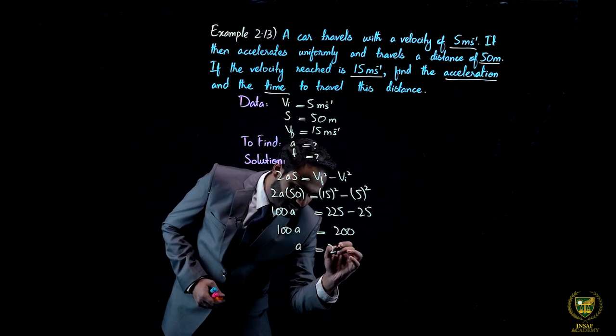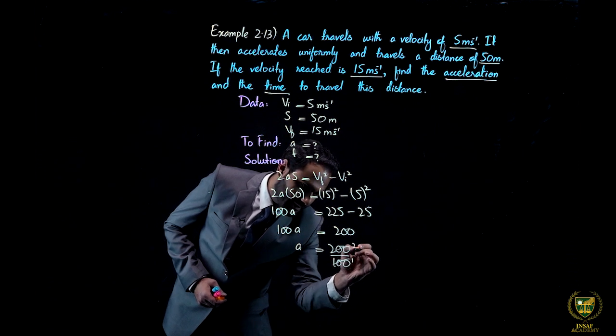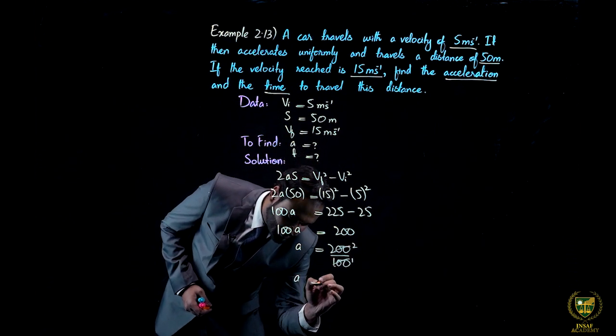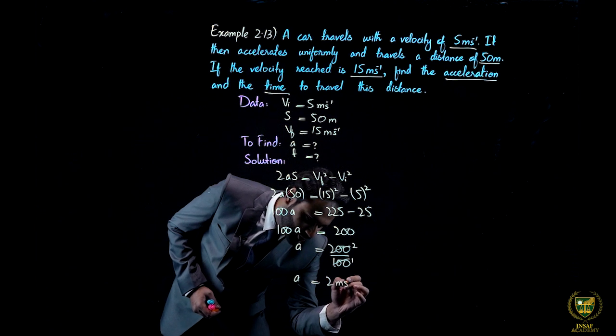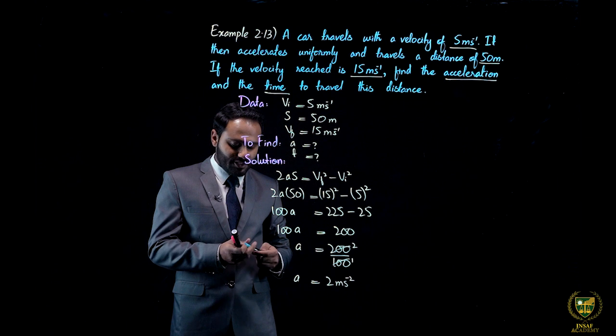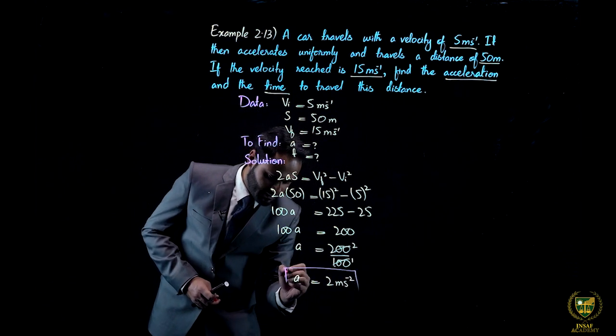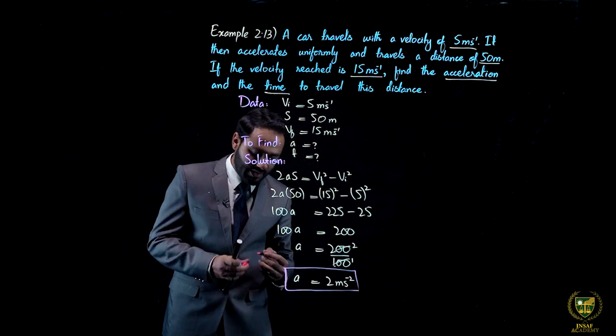So a is equal to 200 divided by 100. 100 ones are 100, 100 twos are 200. So the acceleration is equal to 2 meter per second square. This is the first quantity which we have to find.